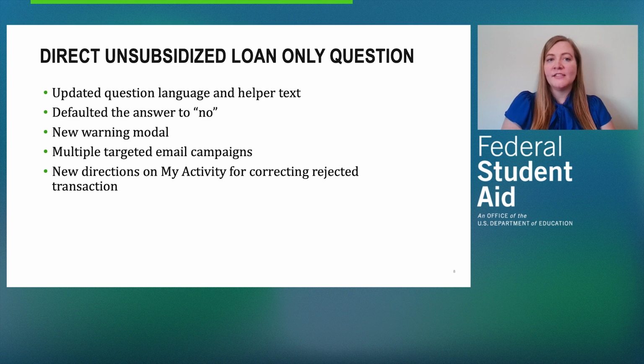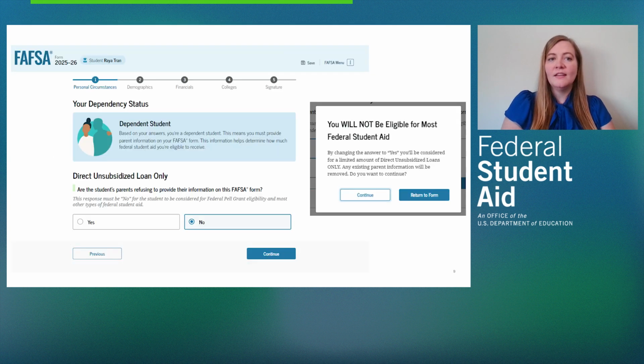We defaulted the answer to this question to no, so that students would have to actively click yes in order to change it. And if they did select yes, we popped a modal, asking if they were sure this is what they wanted to do and if they wanted to go back and change it to no. We also sent multiple email campaigns to those who had selected yes to walk them through how to correct their answer if they needed to. Finally, we introduced specific directions on their My Activity Details page, making it easy to update their answer. Here you can see the defaulted answer to no and the warning modal if they changed it to yes.